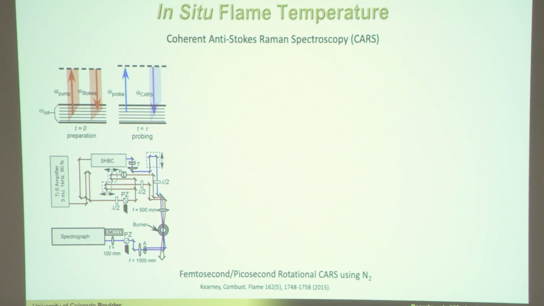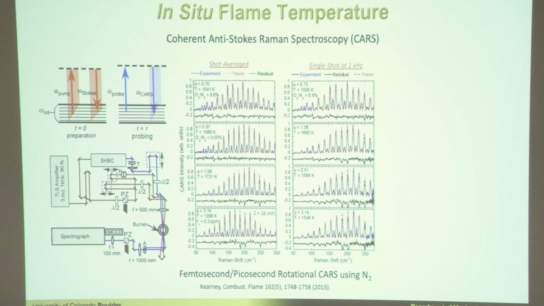So instead of tuning your laser to pick out all the lines, you can use this technique to get your lines in. So if you have a turbulent flame, for instance, you could get instantaneous temperature. Here's an example of the results. The left side is a shot average, and the right side is for single shot. And you see you actually get really good spectra even for single shot with this technique.